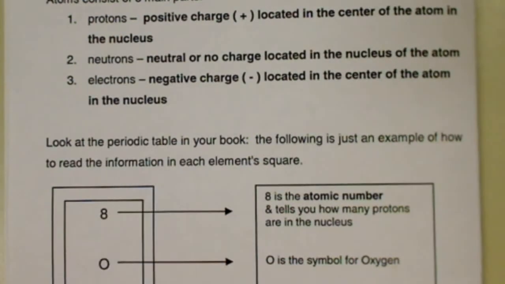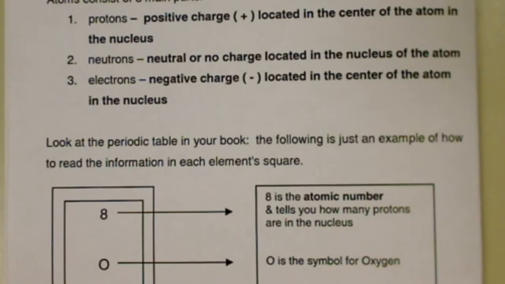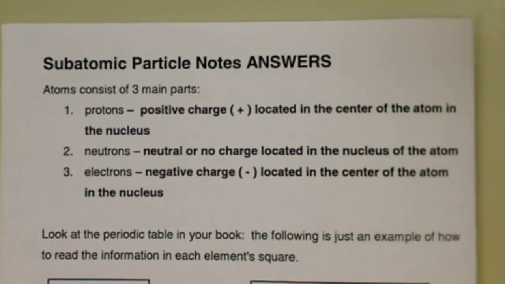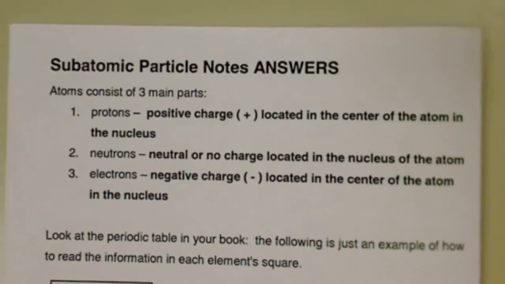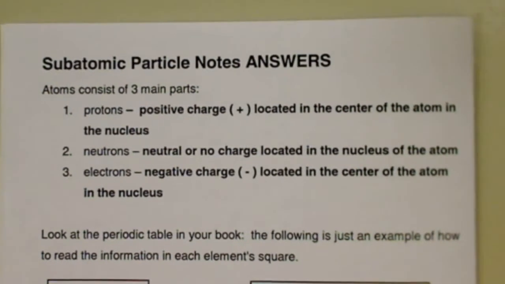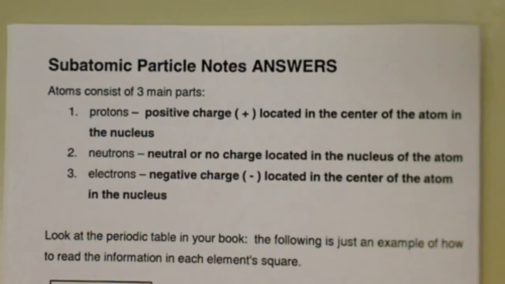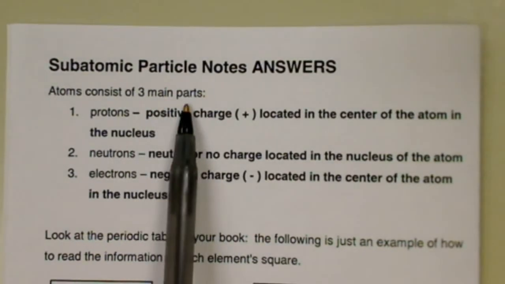All right, these are your notes, students, on subatomic particles. First of all, an atom is the smallest unit of any kind of matter. All matter is made of atoms. Atoms are the smallest unit of any element, and the elements are found on the periodic table. There are 92 naturally occurring atoms, and all atoms are going to consist of three main parts.